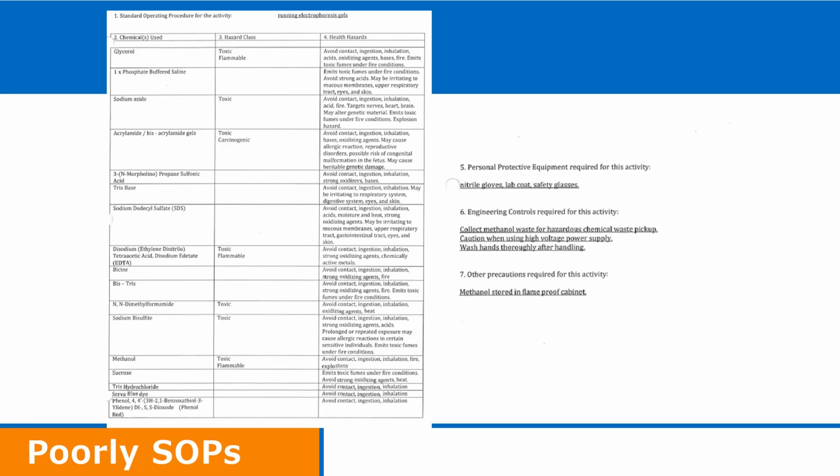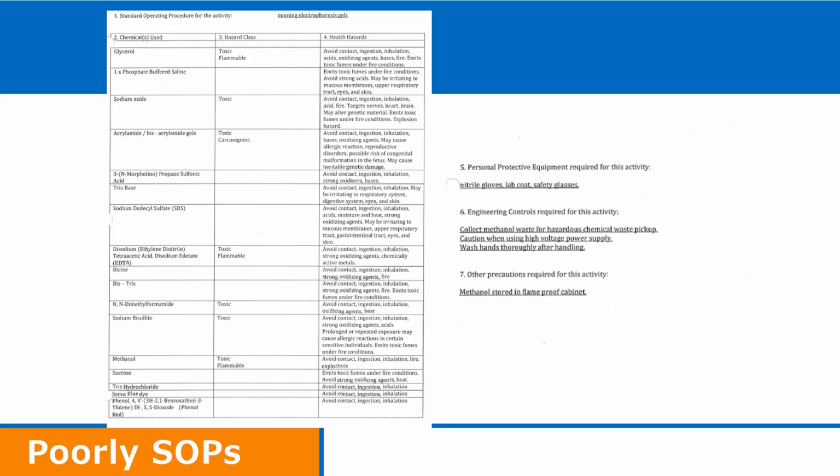You can see on the top it says standard operation procedure for activity, and it said running electrophoresis gel. And it just mentioned all the chemicals that you're going to use, all the hazard classifications, so they're toxic, carcinogenic, flammable, all the health hazards, so everything that can happen when you use those chemicals. And then the only thing that it's talking about is your engineering controls and your PPE. And then what? So where's the step-by-step process? It's completely missing. So that's probably what you're using in your lab.